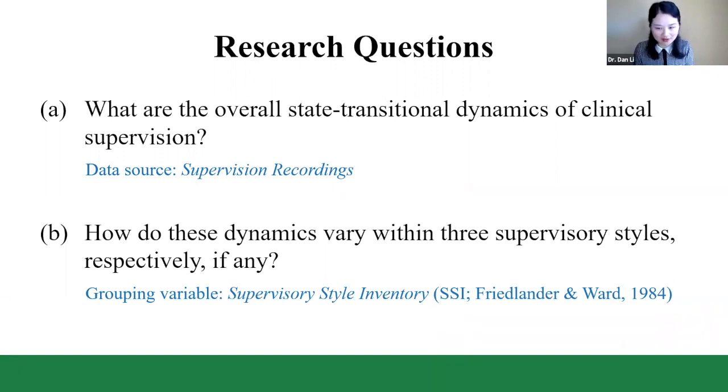So these are the 3 supervisory styles, and I'm going to do some subgroup comparison across the 3 different styles, and within each, for those who tend to rate their supervisor high in task-oriented, how the dynamics may be similar to or different than those who rate their supervisor less task-oriented.